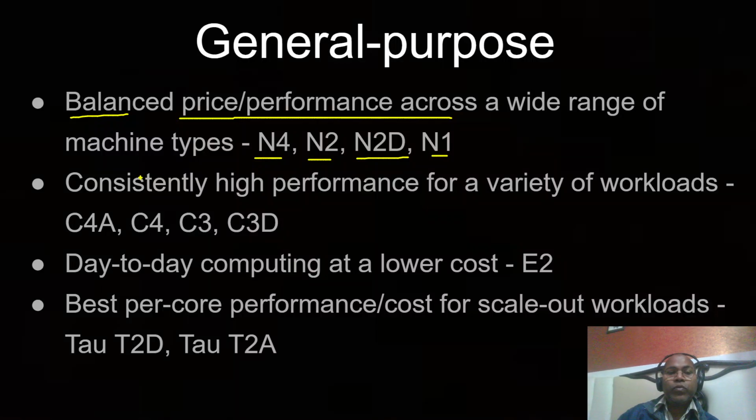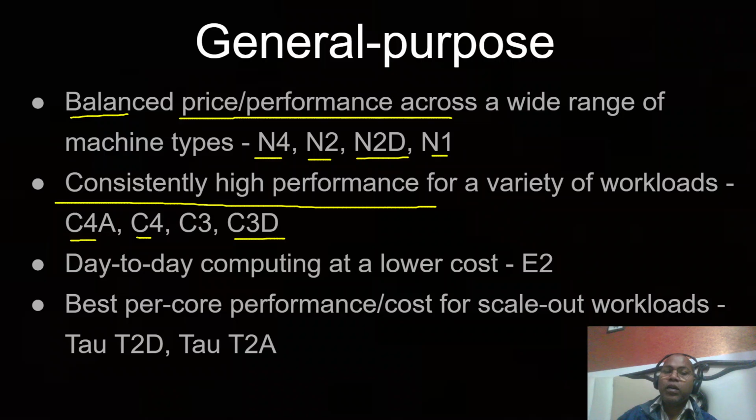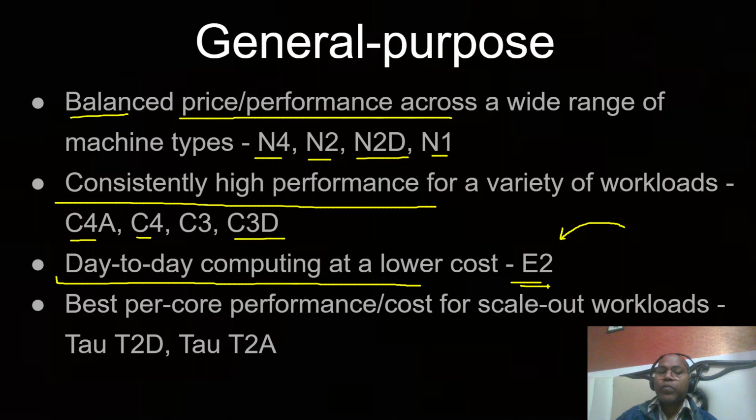If you want consistently high performance for a variety of workloads, maybe again C4A, C4, C3D, or sometimes day-to-day computing at a lower cost, so we also have one series, E2 series. Similarly, you can just check out the Google Cloud documentation. They have a lot of series, not just N, C, M, E2, M2, and different ones.